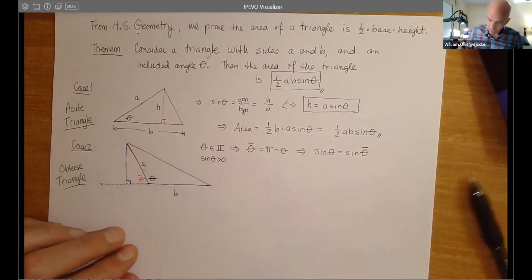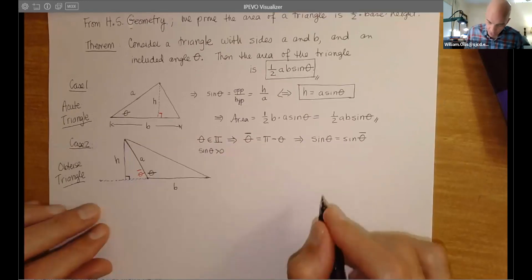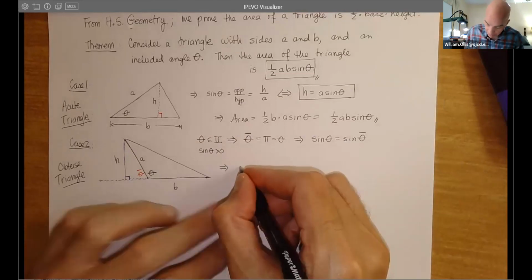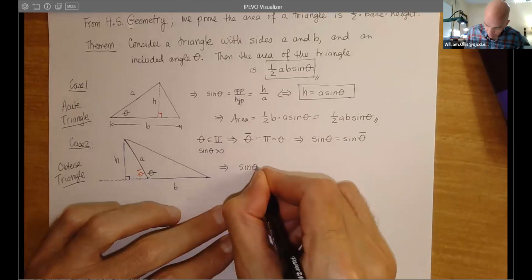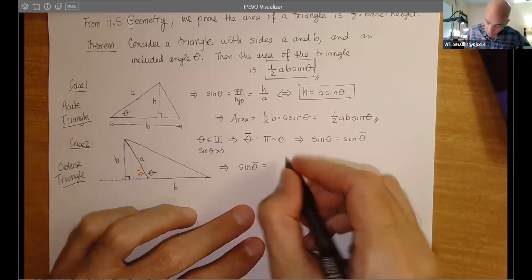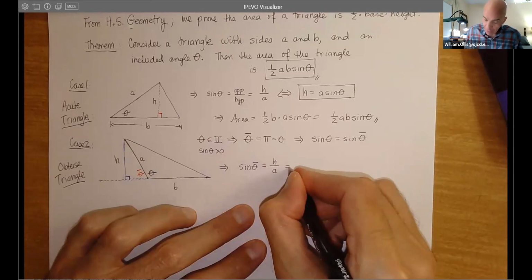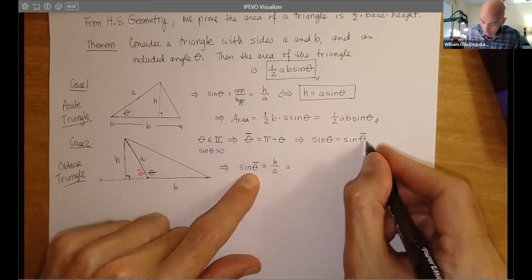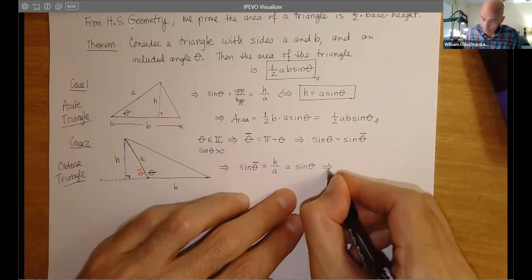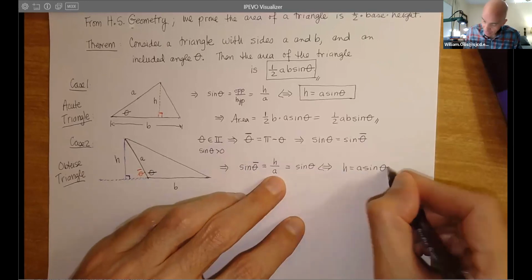And so now, let's just call this what it is, H. So this implies that sine of theta hat will be opposite over hypotenuse, so H over A. But again, sine of theta hat is sine of theta. So we get the same thing, solving for H. H is A sine theta.